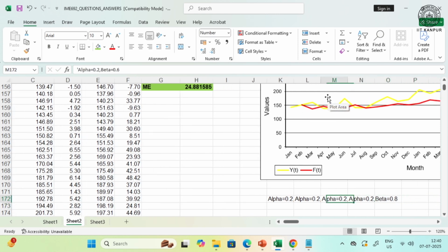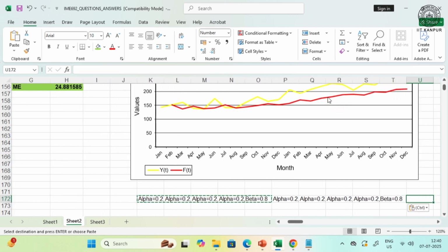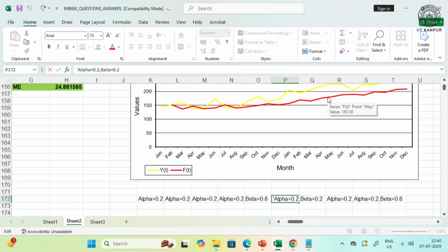So now basically I will keep changing alpha. Let me copy the values. In this cell beta is still 0.2 but alpha is now 0.4. The next one is beta 0.4 and alpha 0.4. Alpha is now fixed at 0.4. The next value is beta 0.6 and alpha 0.4. Then you have beta 0.8, alpha 0.4.